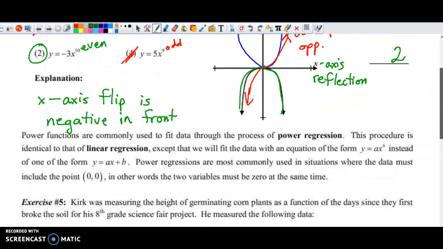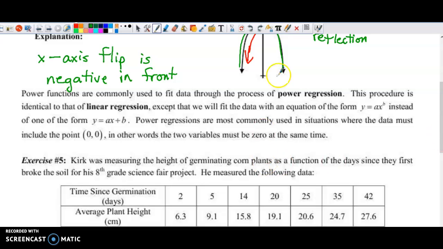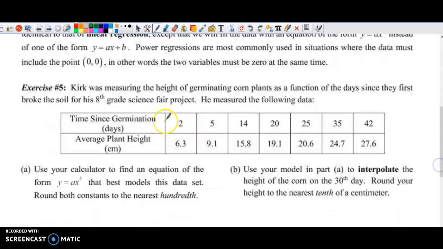So as I look at the next one, we'll need to use a calculator, and we'll be going through a process to come up with the linear model that fits our data as perfectly as possible. So here's just a quick scenario where we have germinating corn plants. They grow as a height in relationship to the amount of days that they've been in the soil. Or I guess when they first break the soil, so when they first pop up.